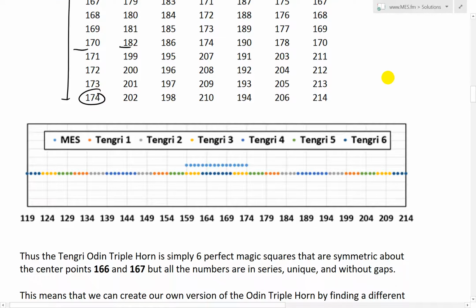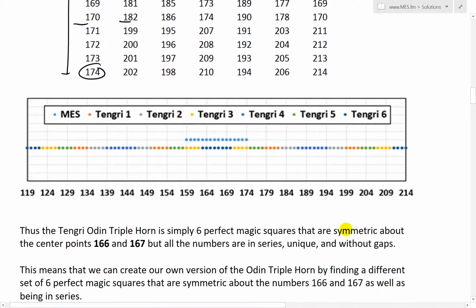And then when you graph these visually, what you'll see is that they're all symmetric about the center points. If this is 164, this is 165, this is 166. So this is right here 166, and this number is 167 like that. And as you can see, everything is symmetric. The MES one is mine, that's in the center right here. All these other ones are just split in different symmetric formations.